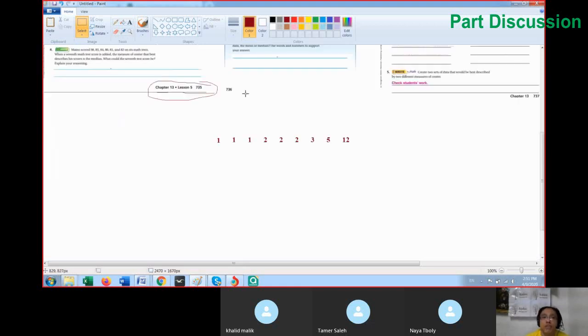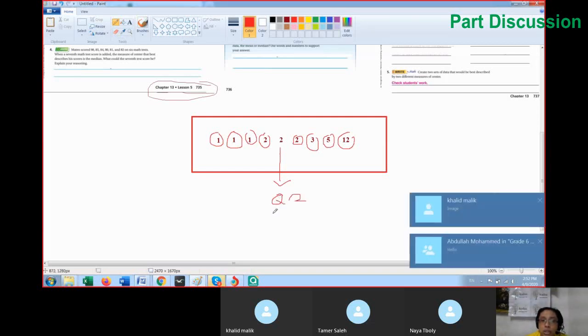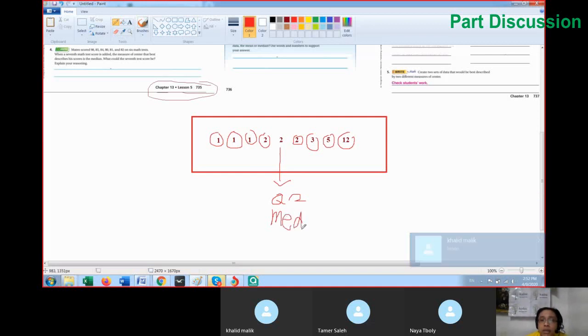Now look at this one. If you have arranged the numbers like this, what I would like you to do is count from outside going inside. Count or circle the numbers: 1, 1, 2, 2, 3, 3, 4, 4. This one would be your quartile 2, or the median.